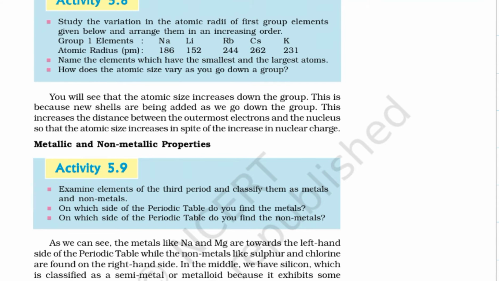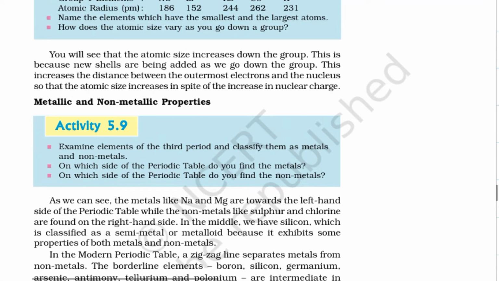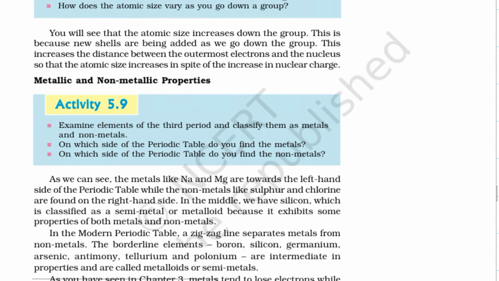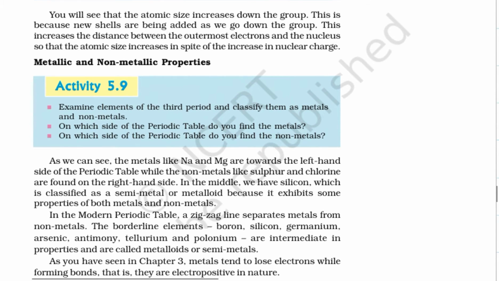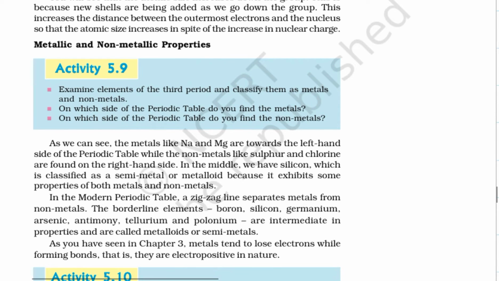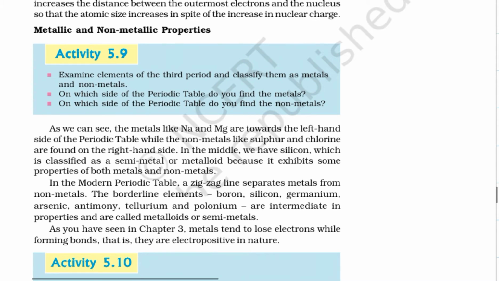This is because new shells are being added as we go down the group. This increases the distance between the outermost shell electron and the nucleus, so that the atomic size increases in spite of increase in nuclear charge.